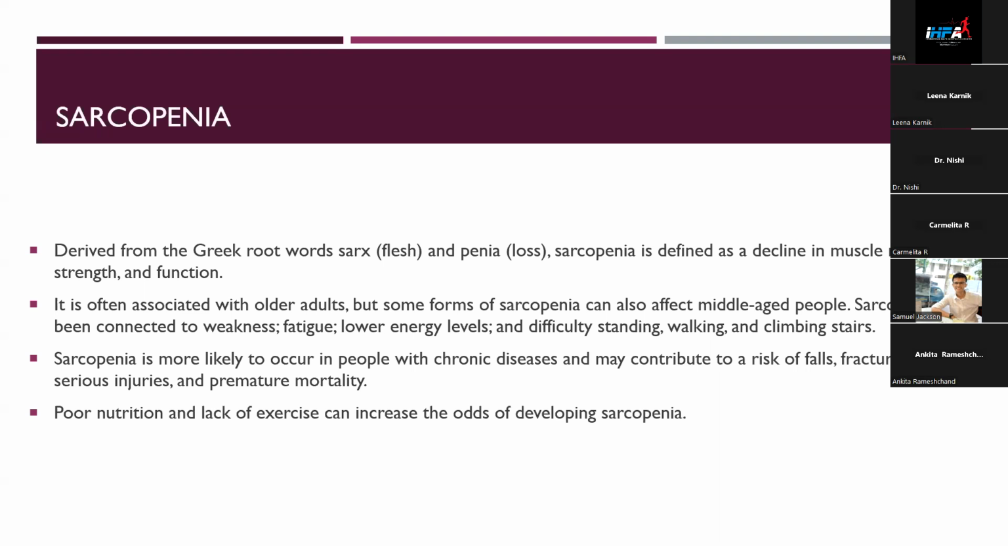When there is sarcopenia, it is always related to higher amount of weakness, which is frailty. Second, low energy because the muscle mass is not there to do any amount of activities, and more dependence, and reducing the quality of life, and also can increase the chances of loss of balance and having falls and risk of fractures. Sarcopenia is more likely related to people who have chronic diseases, and that can also contribute to risk of falls, fractures, and other serious injuries and mortality.